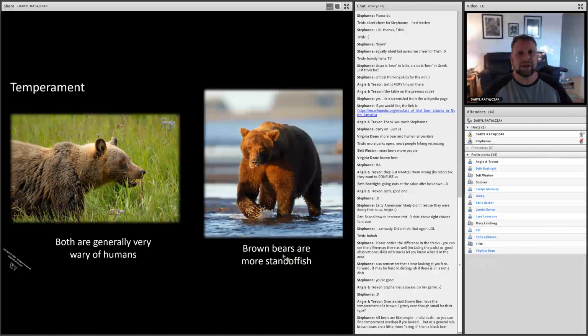So, does anyone have any questions about that particular encounter or the temperament between black bears and brown bears? I'm going to pause to take a break and check the questions.